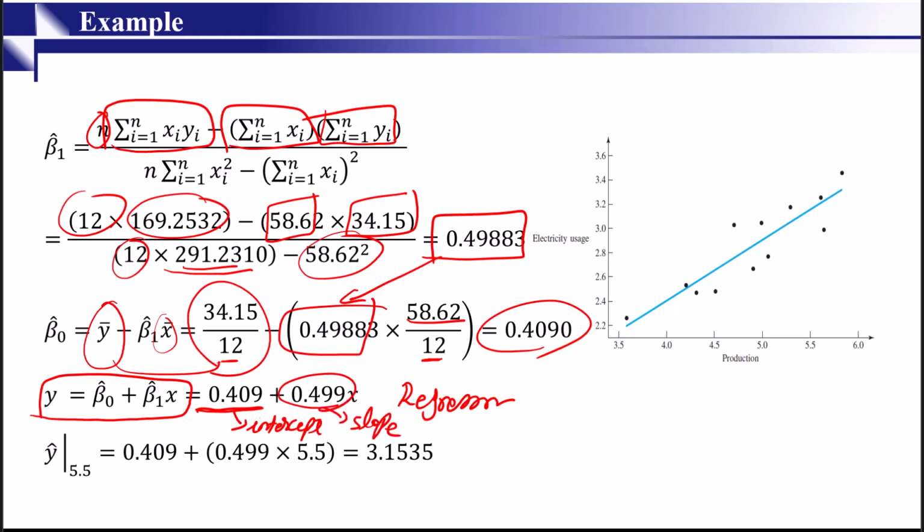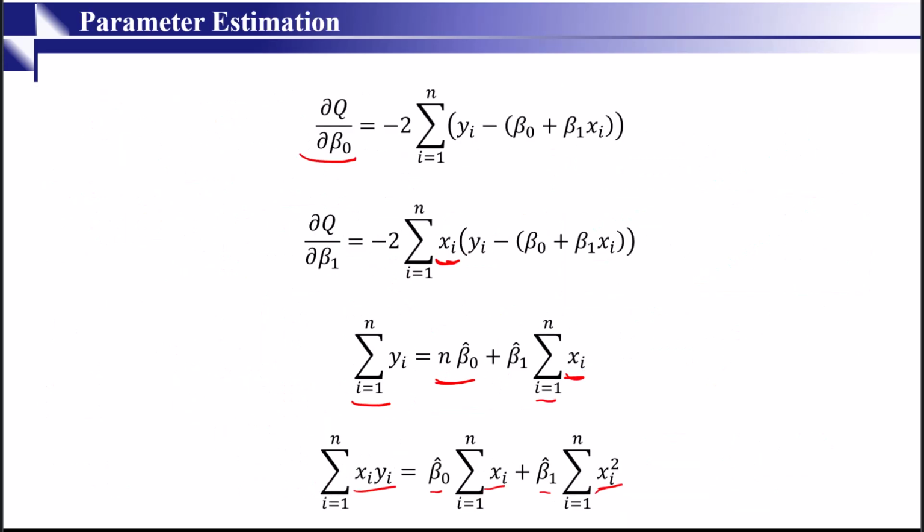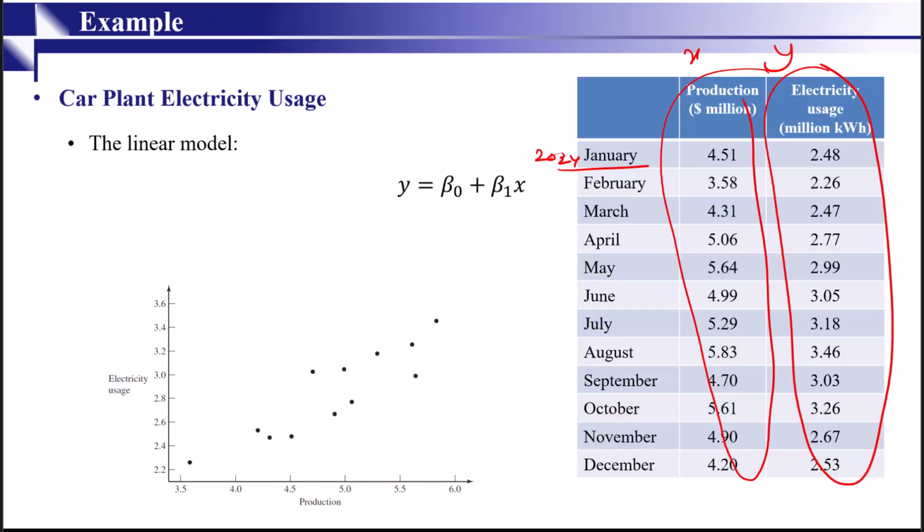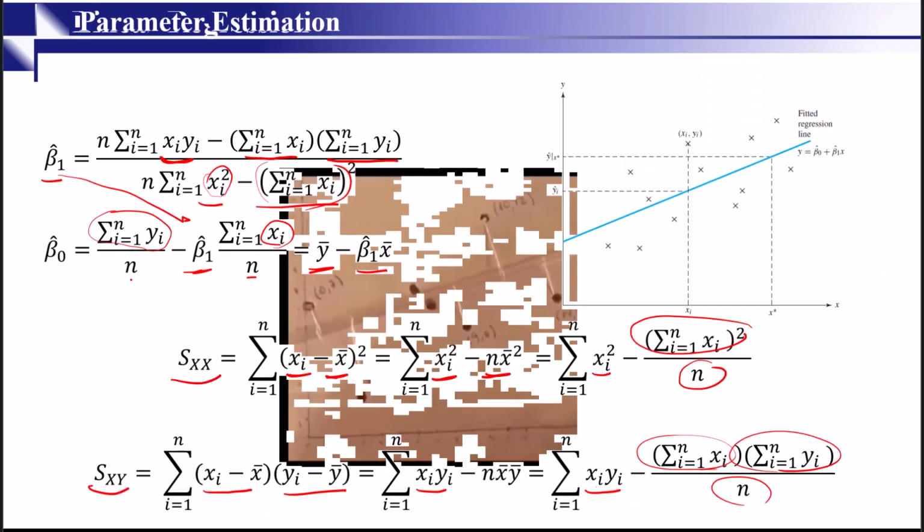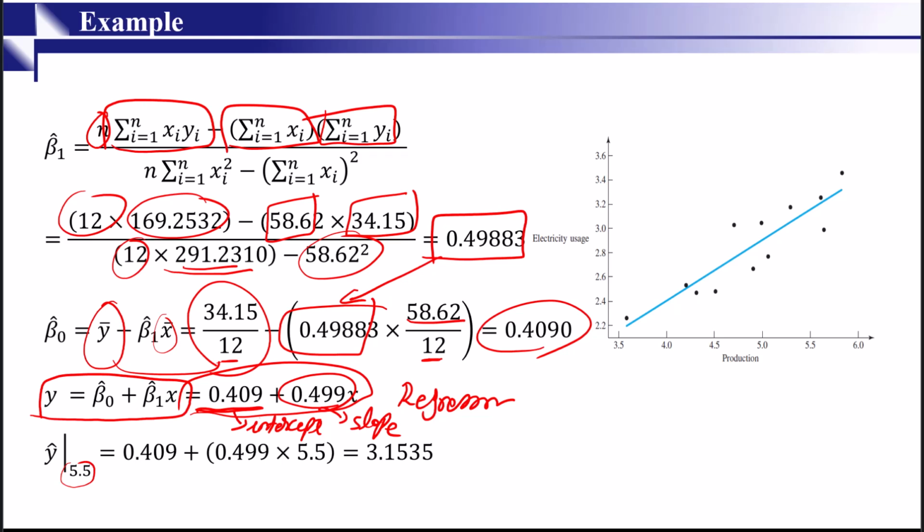What is the use of this regressor? This is the model that we have generated. If we want to predict something, we had these values from, for example, January 2024 to December 2024. Now, based on this data, we want to predict January 2025. It means if the production is 5.5 million, what is the amount of electricity that we need to use? We put it in the formula, instead of x we put this value. So if the company wants to have 5.5 million of product, the electricity usage will be 3.15 kilowatts something.